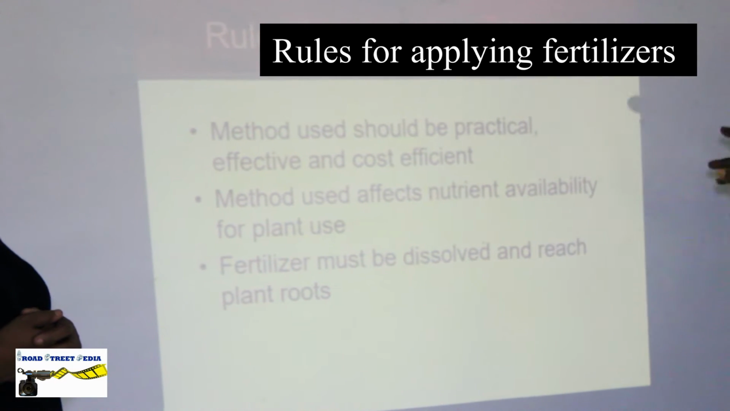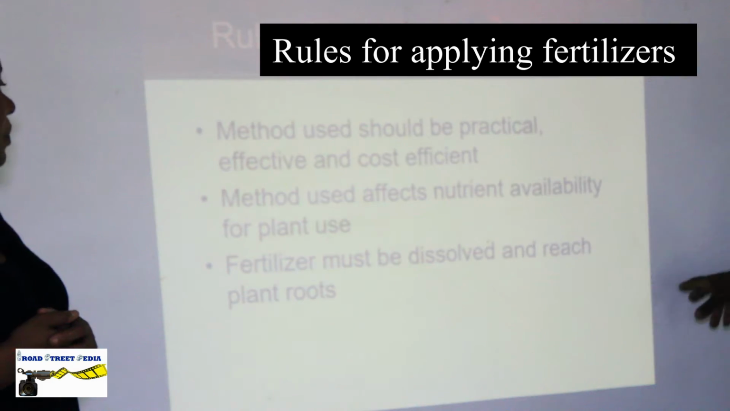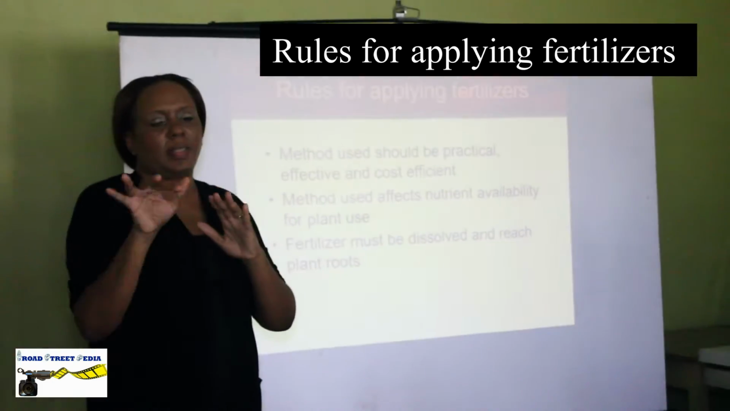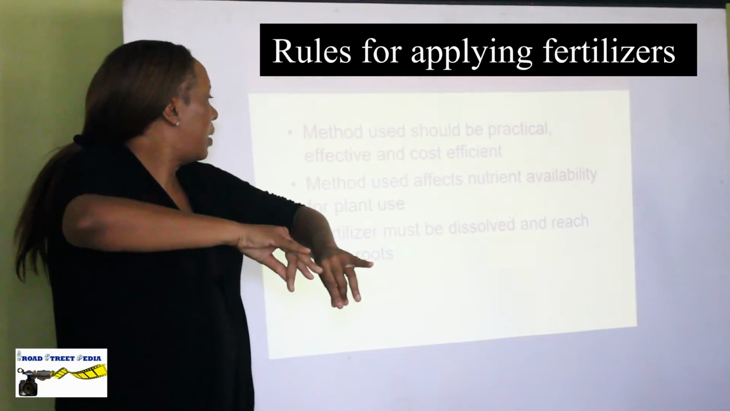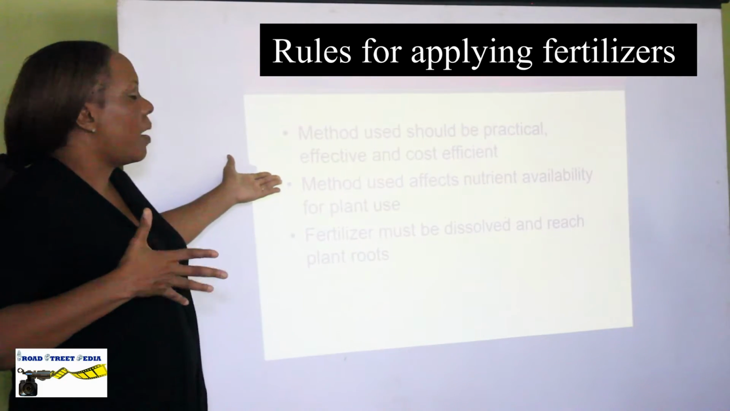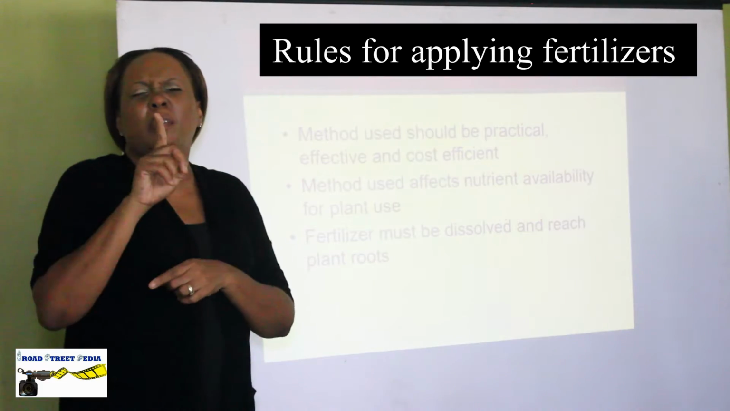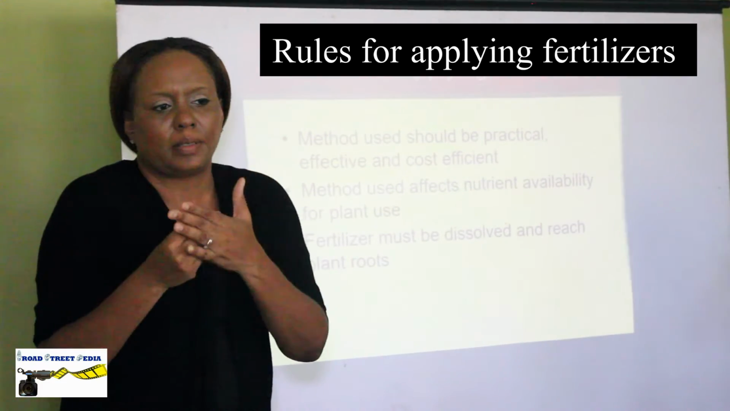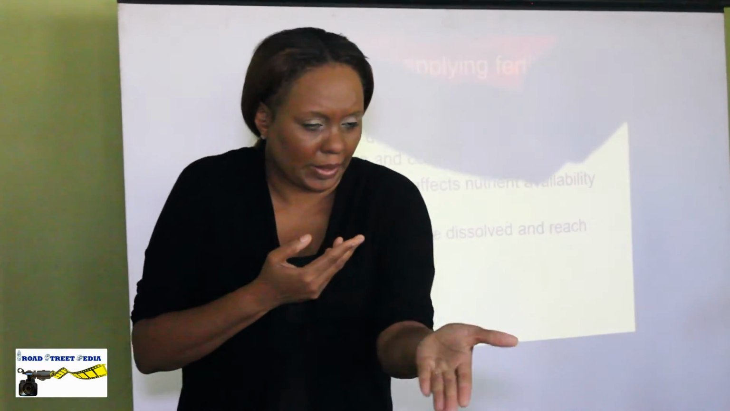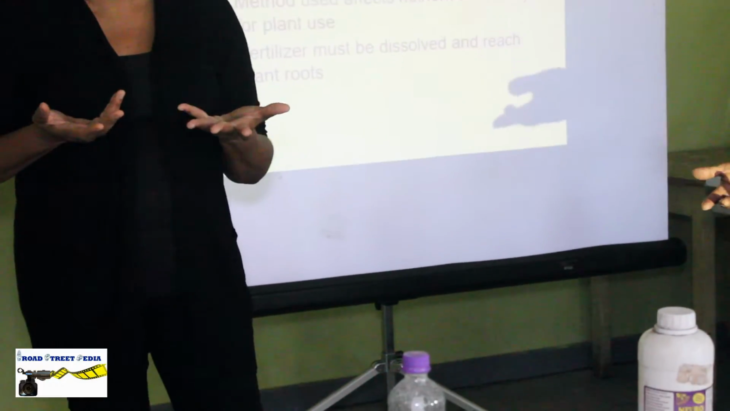Okay. This just explains the way that fertilizer must be dissolved and reach the plant roots, and the method used for nutrient advantage of the plant should be practical, effective, and cost efficient. Which means, whichever method you choose to fertilize your trees with will be cost efficient for you and effective.